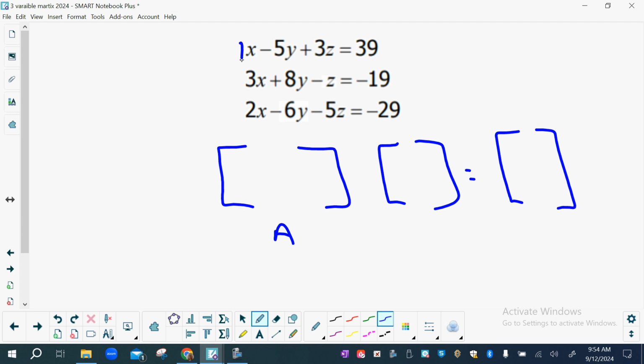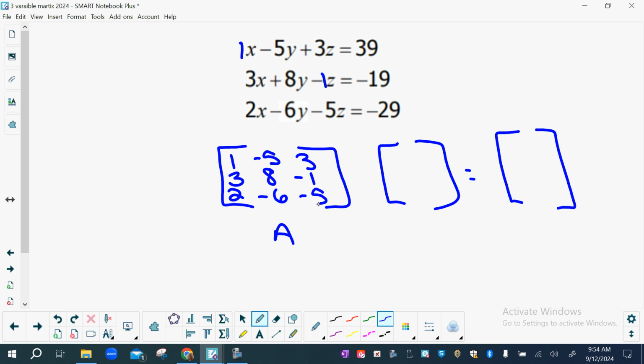Nice and easy. We got a 1, a -5, a 3, and look what a pain in the ass this problem would be if I had to make stuff match, make stuff go away. Literally, it would take you 10 minutes or a whole desk. 3, 8, carefully, -1, 2, -6, -5.